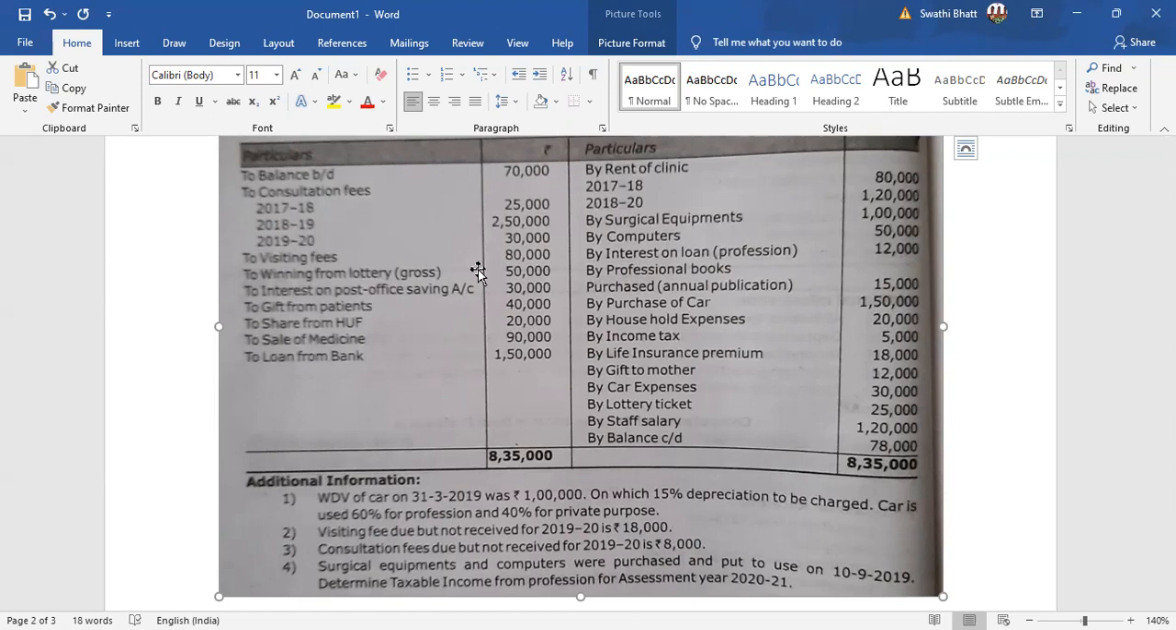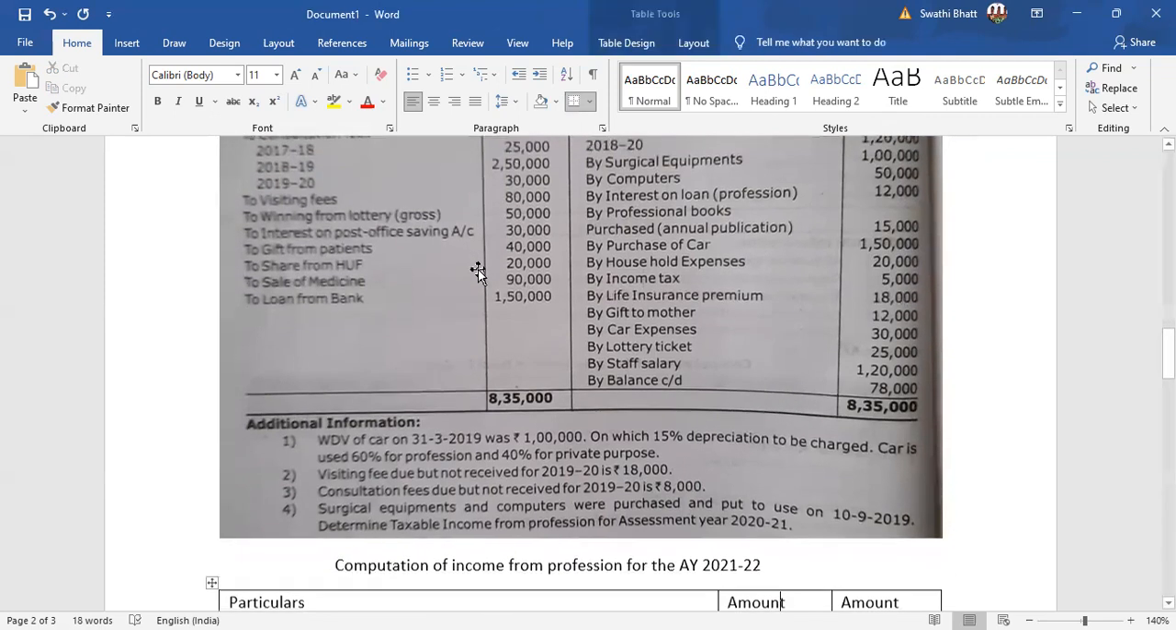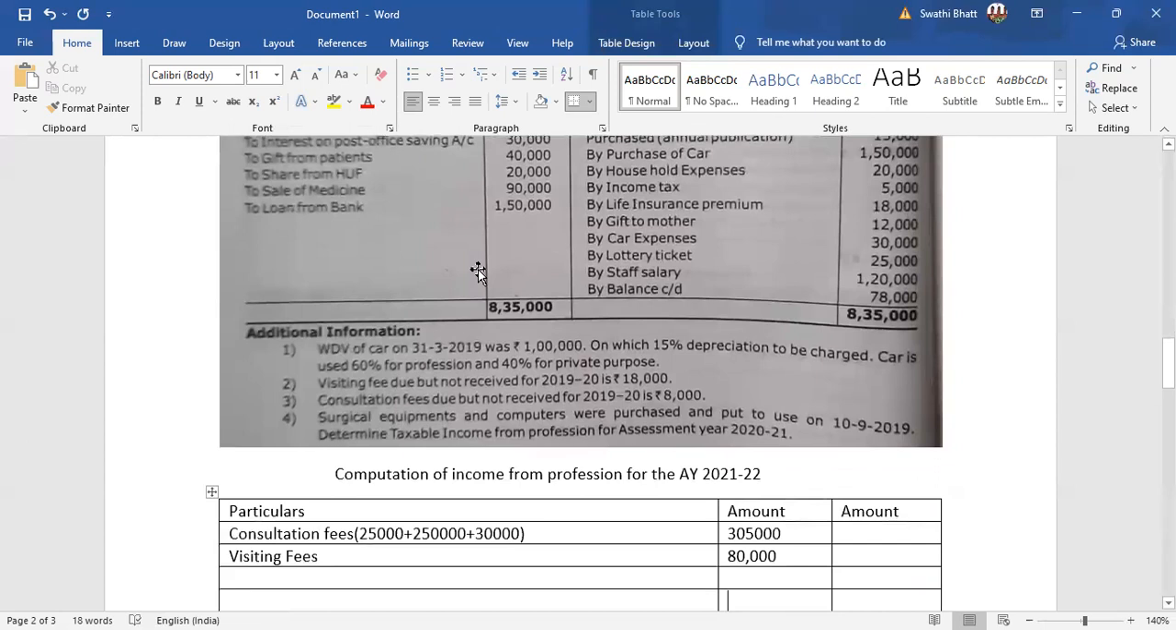Next one is gift from patients. If you look at the format, any gift that you receive from your patients because they were extremely happy with the services that they have been given is included in the professional receipt. So we will be including gifts from patients, and the amount is 40,000.